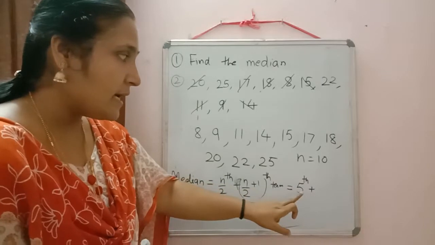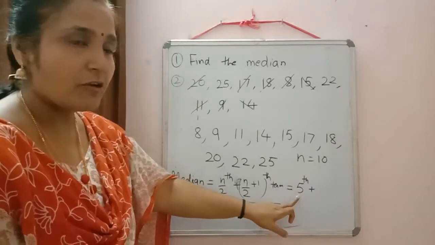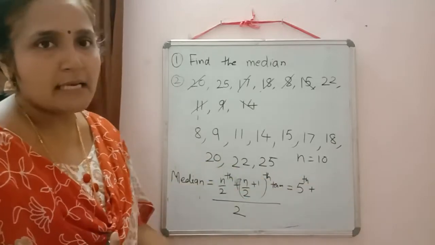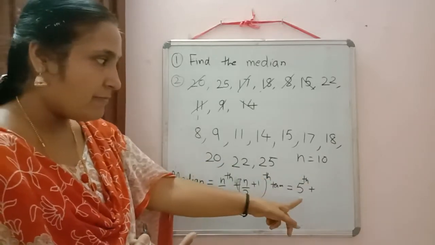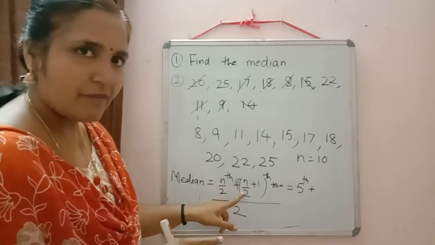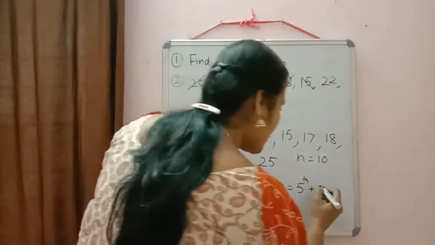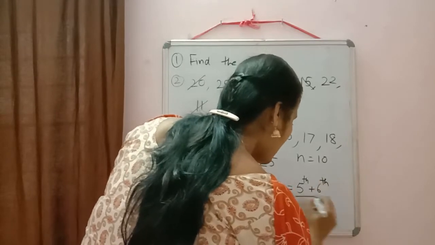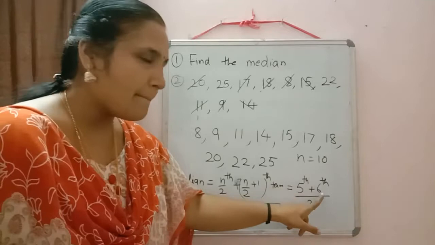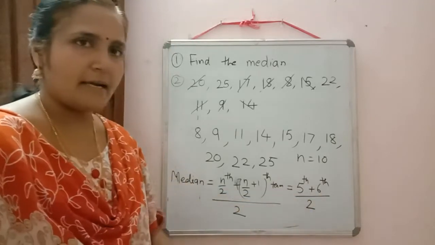Otherwise, if you simply write 5, what mistake will come? You will write here 5 plus 6 by 2. So median is equal to 11 by 2. Here 5 means the 5th term. Then n by 2, so 10 by 2 is 5. 5 plus 1, 6, so 6th term, divided by 2. So the 5th observation plus the 6th observation divided by 2.